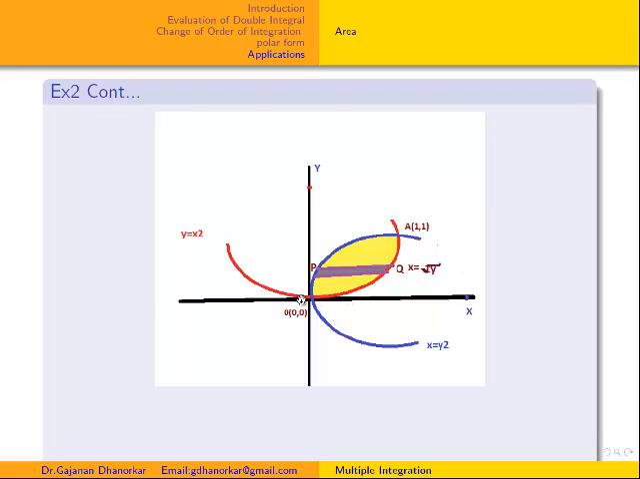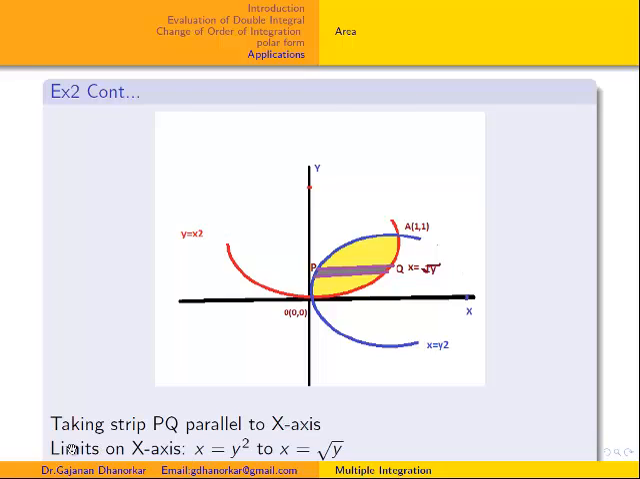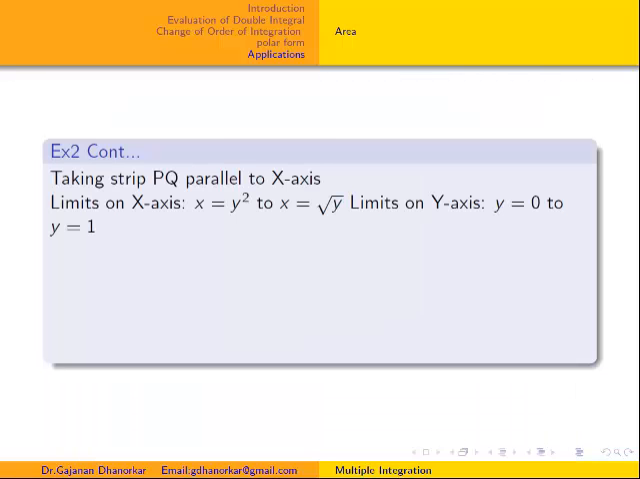Now the limits on y: y varies from the origin 0 to this point A. For this point, the y coordinate is 1. Therefore, y varies from 0 to 1. So the limits on x are x equal to y square at P and x equal to root y at Q for this strip, and the limits on y are from 0 to 1.